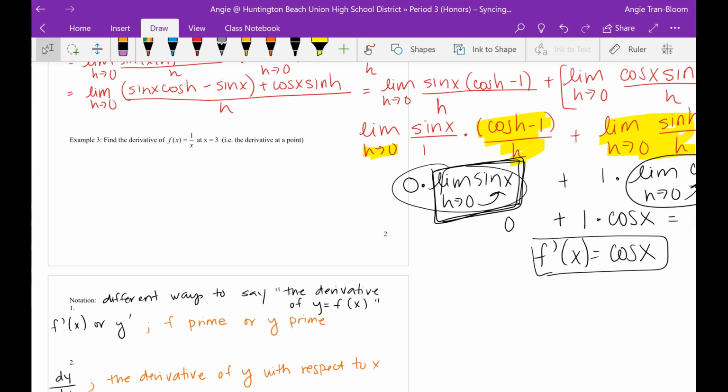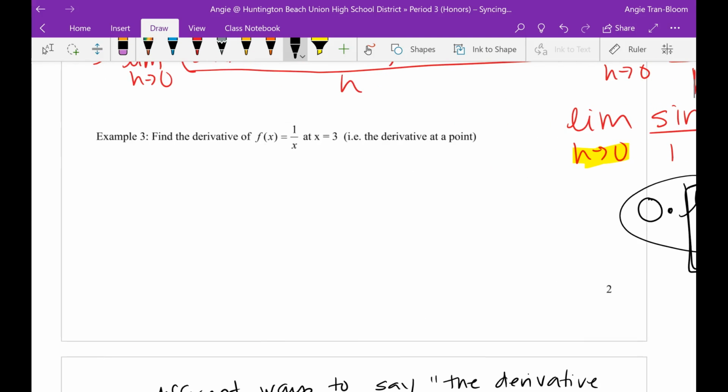Example 3: find the derivative of f of x equals 1 over x at x equals 3. As you can see, you know a point, x equals 3. So I'm not going to use the formal definition; I'm going to use the derivative at a point definition. First, I want to find out what f of 3 is. Let's plug it in: 1 over 3, it's just going to be 1/3. So the point is (3, 1/3).